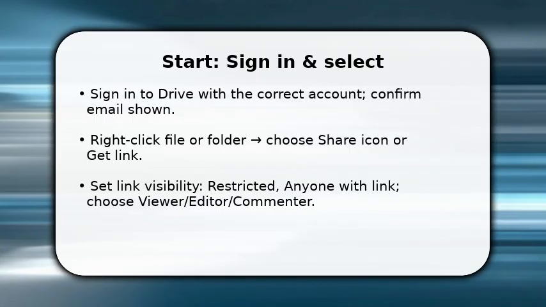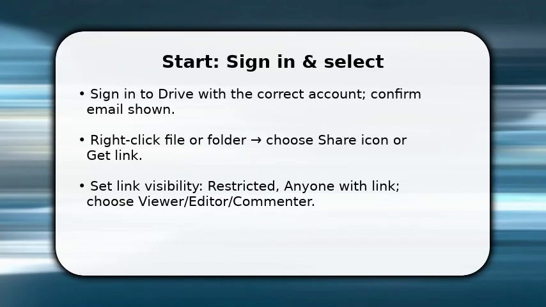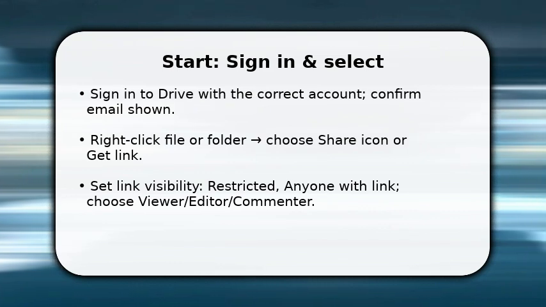Once done, choose Link Visibility, restricted for specific people or anyone with link for broader access, and pick the role, Viewer, Commenter, or Editor. Make sure to confirm the account shown so you don't share from the wrong profile. Finally, add specific email addresses now if you need targeted access, and move on to permission details.